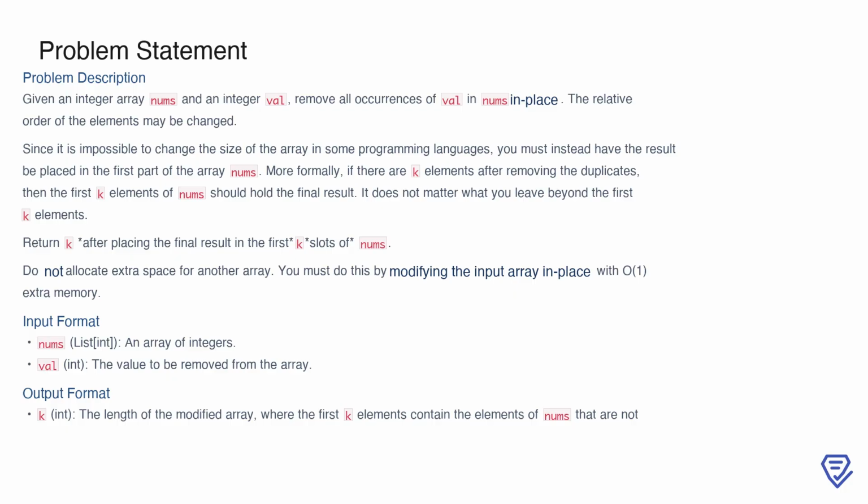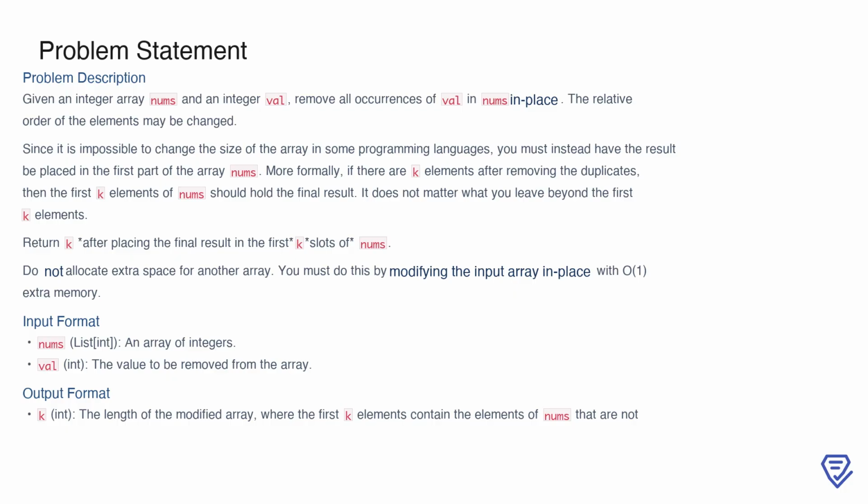The relative order of these elements doesn't need to be preserved, but we must ensure that they appear within the first k positions of the array, where k represents the number of elements that are not equal to val. The elements beyond the first k positions can be left as irrelevant or unchanged. The function should then return the value of k, which indicates the length of the modified array.